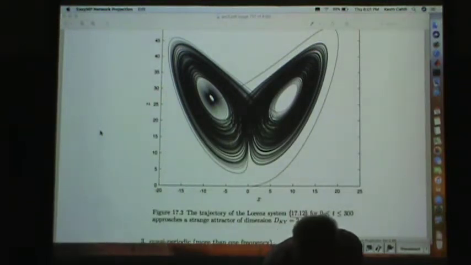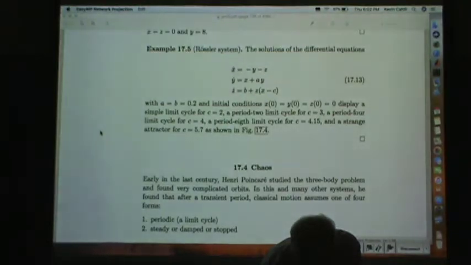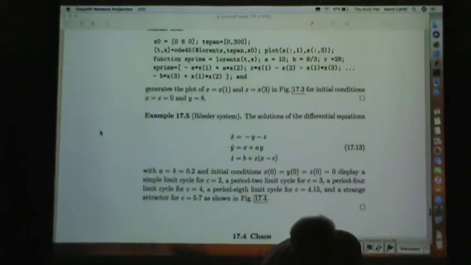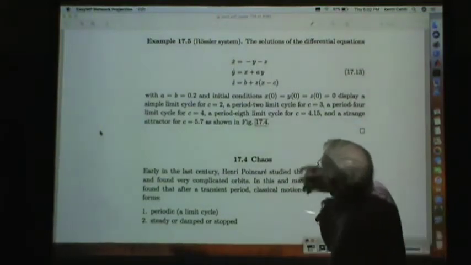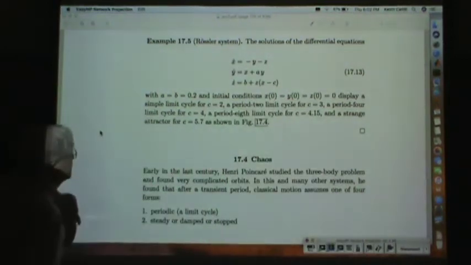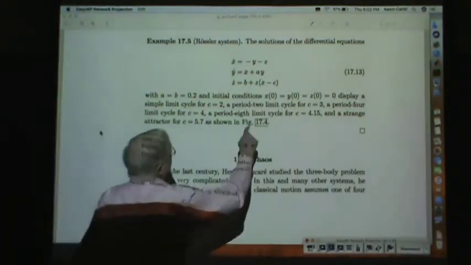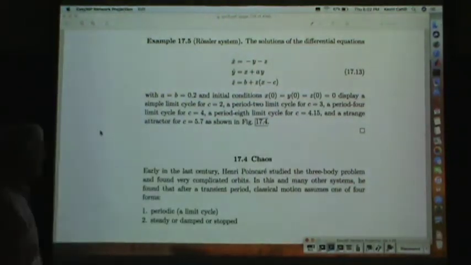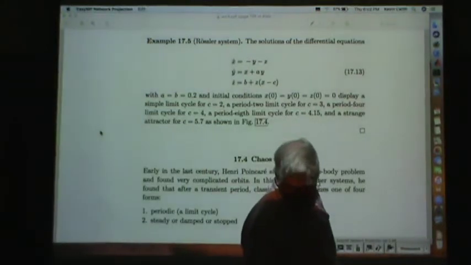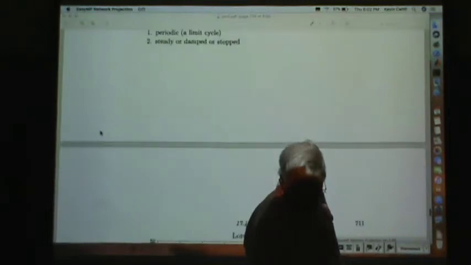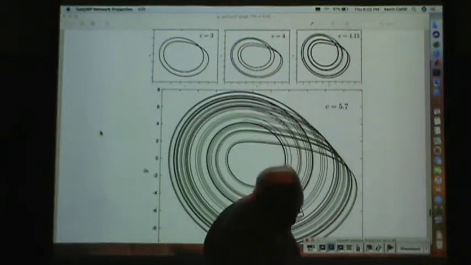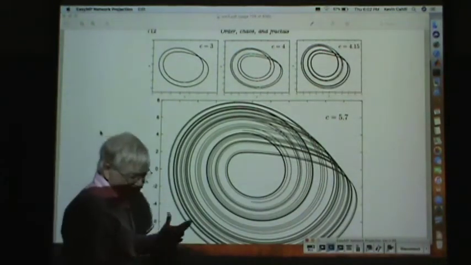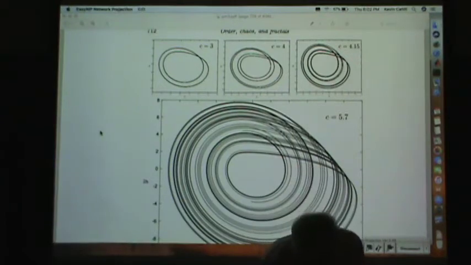Okay, there's another system here that I made a plot of. This is called the Rössler system. It has 3 differential equations. Once again, only one of them is nonlinear, and they illustrate limit cycles in a somewhat simpler way. So here, there was a parameter there called C. Where's C? Let's go back and see what C was.